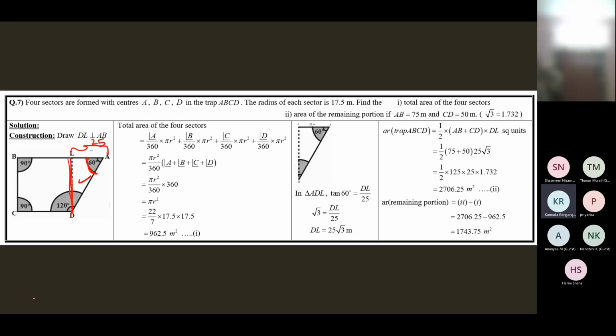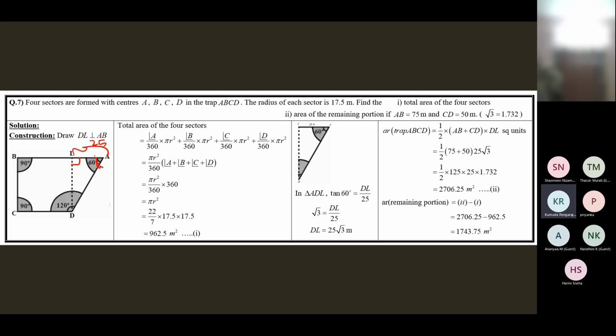So in such cases, we can use trigonometry. See, we have a right triangle. We have an angle 60 degrees, and we also have another thing. This side is 25. This is sufficient for us to use trigonometry.